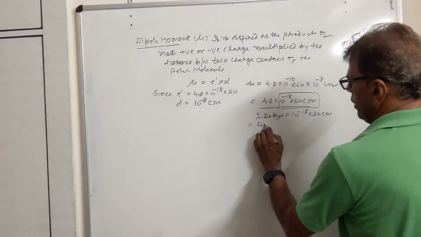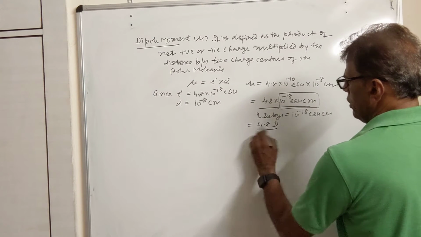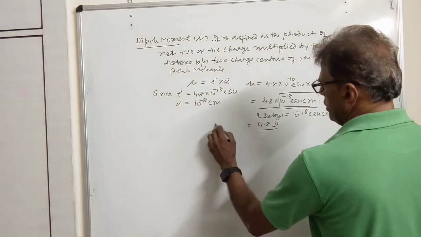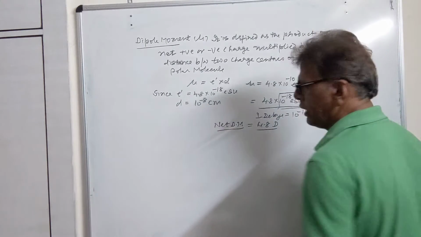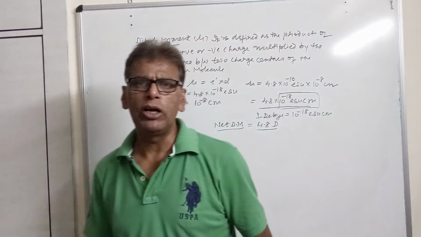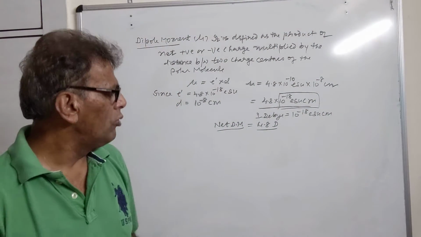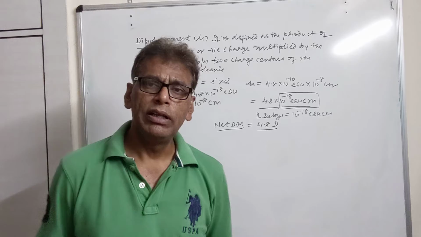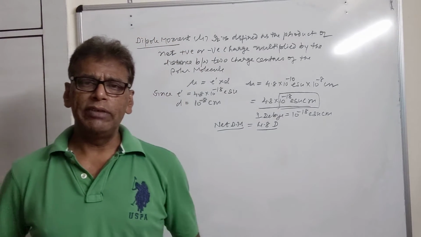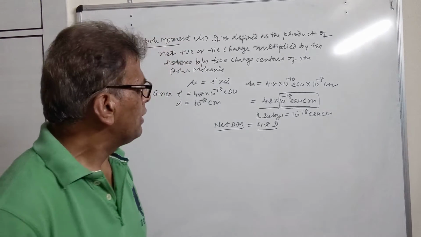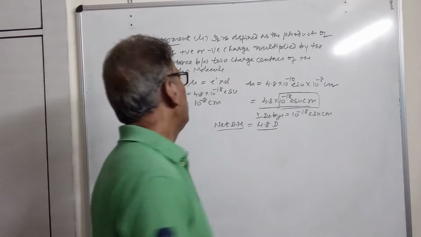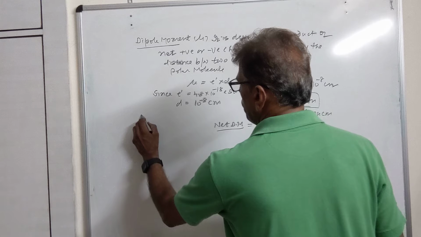So this is the net dipole moment that will be on a polar molecule. It is the minimum expected dipole moment on a polar molecule, and this value can change with the change in nature of the electronegative atom. If it is oxygen, fluorine, or nitrogen, then this will also change. Then what are the applications of dipole moment?